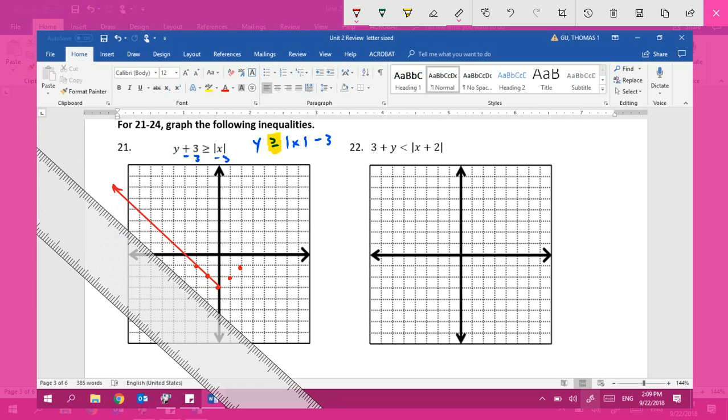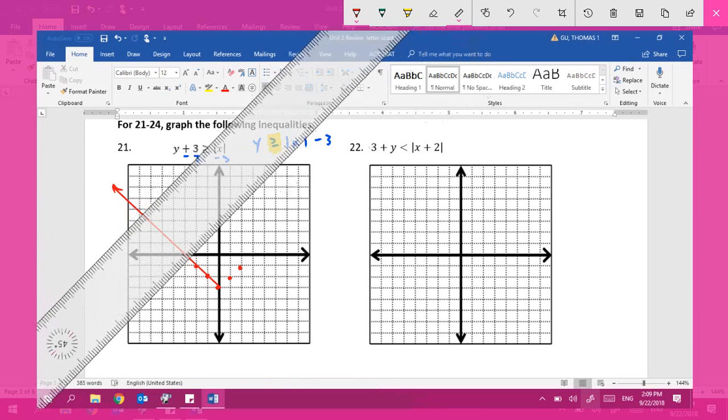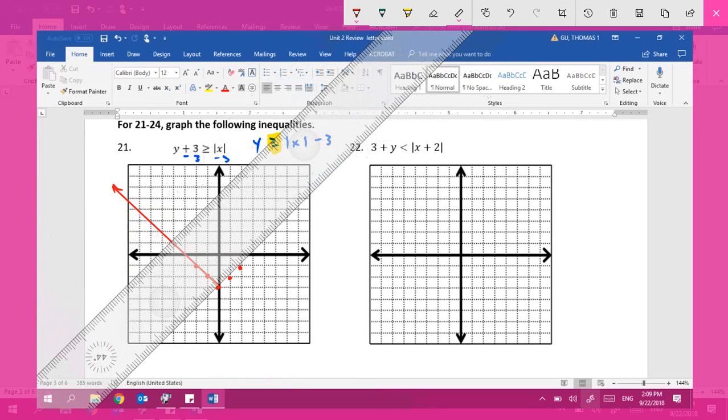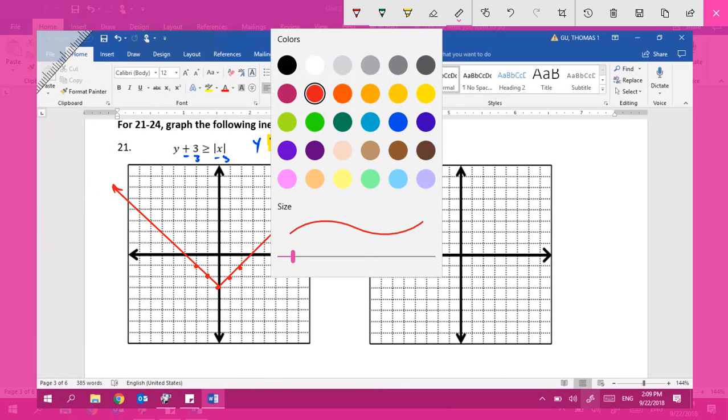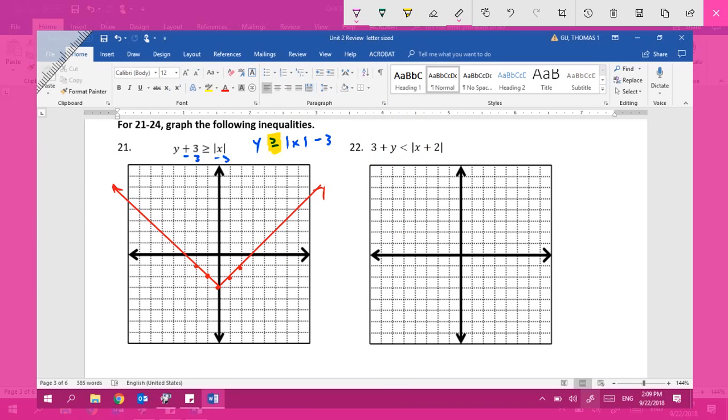There we go. And over here, right there. And then now we just need to see where to shade it. Okay, we can see it's greater than, and so what's greater than? That's above the line. So right here is our inequality. There we go. Alright, looking at the next one, we need to get the y by itself.